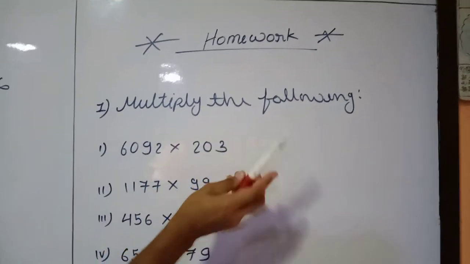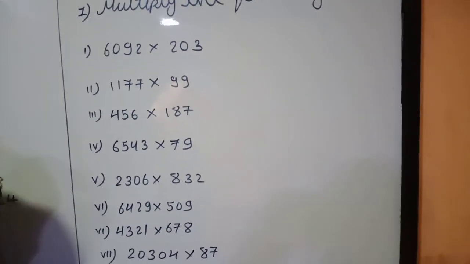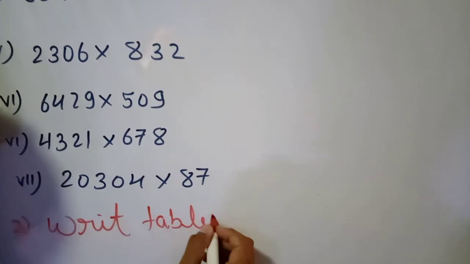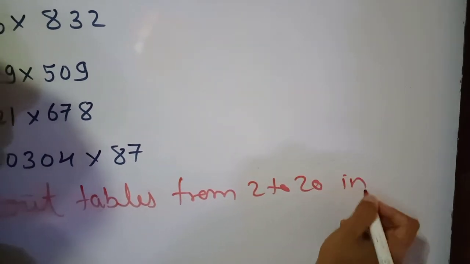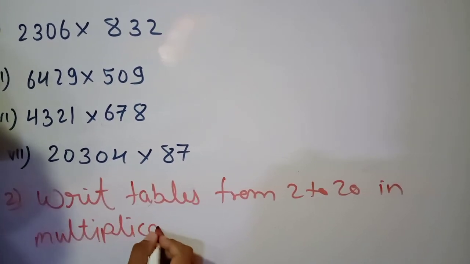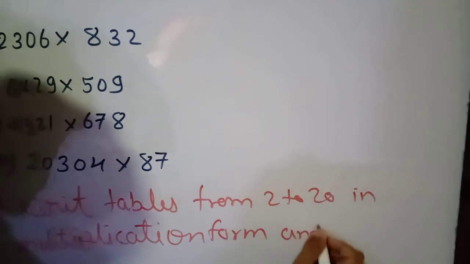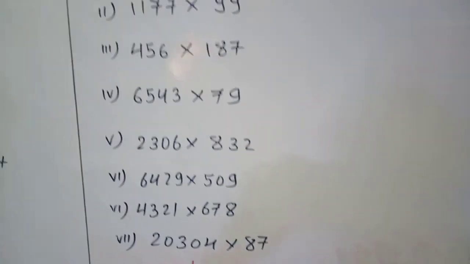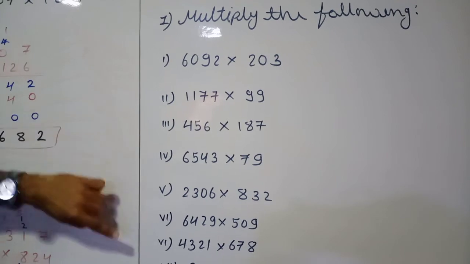Question number 1, multiply the following. Here you have 7 multiplication sums. One more, write tables from 2 to 20 in multiplication form and learn them. Once you have written these tables, learn them.